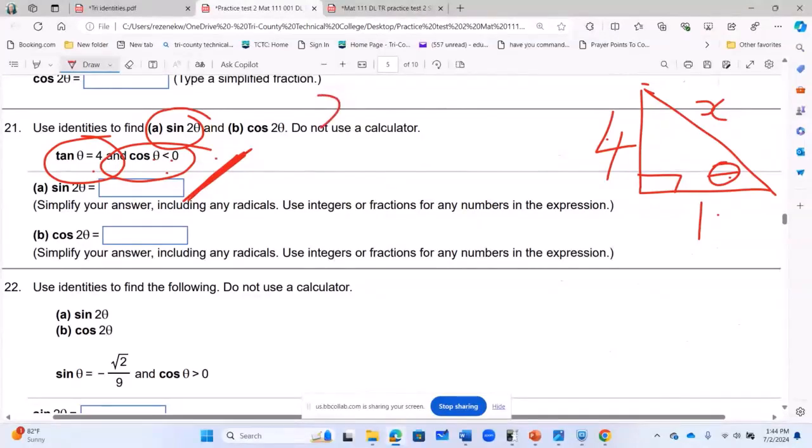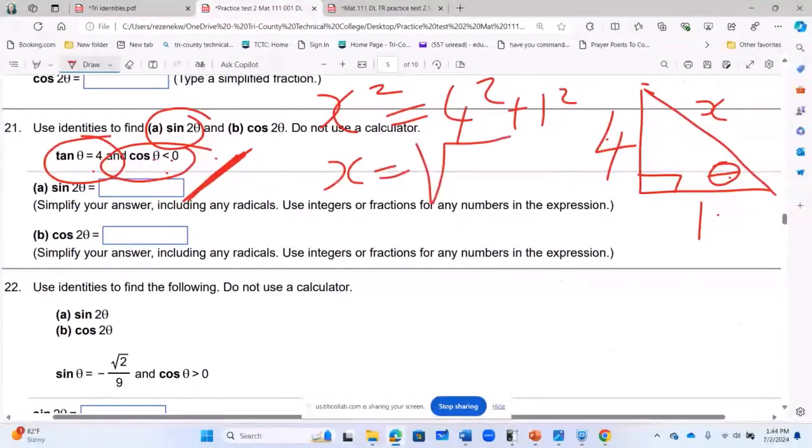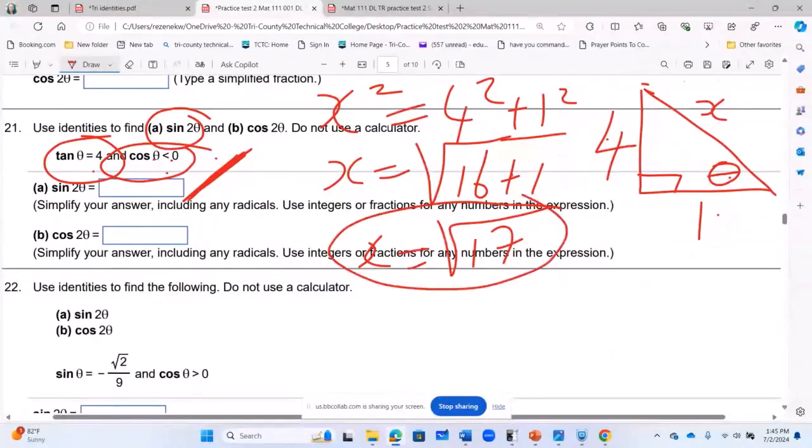So by the Pythagorean theorem, the square of the hypotenuse is equal to the sum of the squares on the legs. Therefore, the hypotenuse is equal to the square root, positive square root, or I can say plus or minus. 4 squared is 16, plus 1, that's 17. And therefore, I have square root of 17. Now, we know the angle is in the third quadrant. So, since the angle is in the third quadrant, only tangent will be positive.